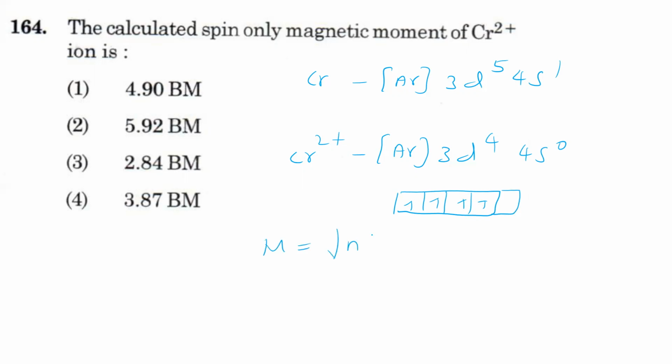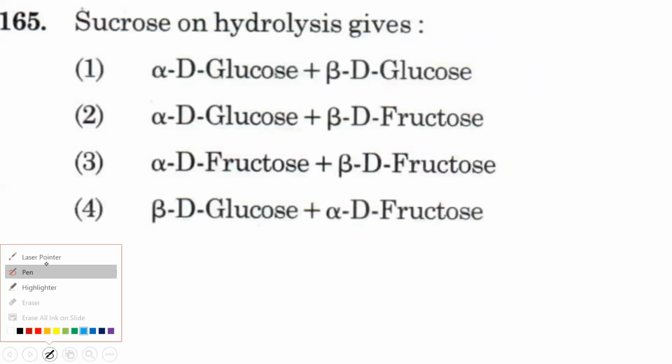Magnetic moment is equal to square root of n into n plus 2 Bohr magneton. Here n is the number of unpaired electrons, which is 4. Substituting n equal to 4, we get 4.9. So 4.9 is the magnetic moment. Okay, we will take the next question.